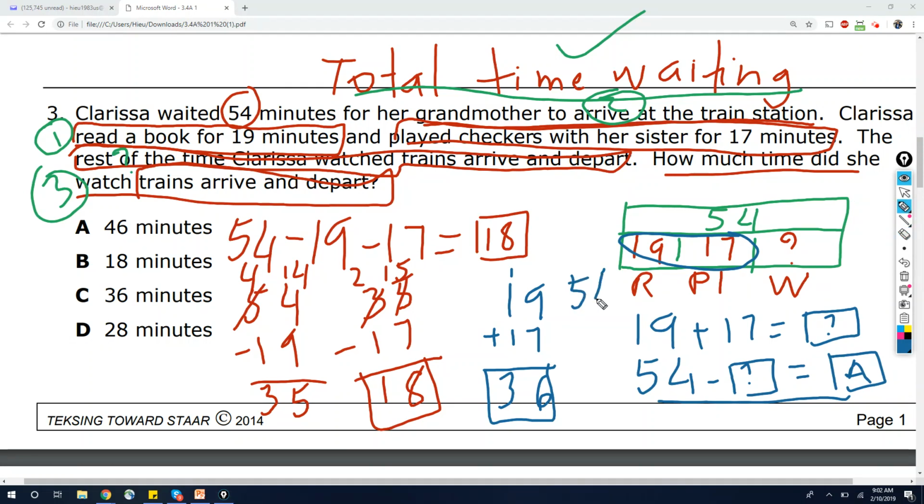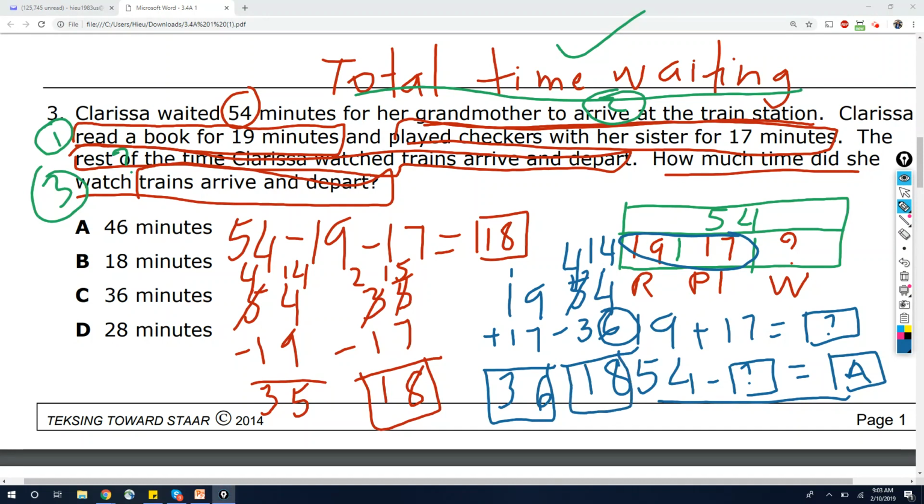So 54 subtract 36. Can 4 take away 6? No. Regroup, become 4, 14. Now grab number 6, count on to 14. 6, 7, 8, 9, 10, 11, 12, 13, 14. 8 more. Okay. Then 4 take away 3, the answer is still 18.